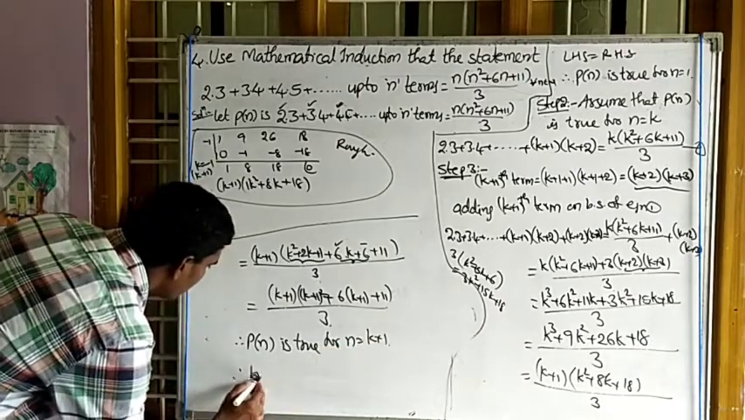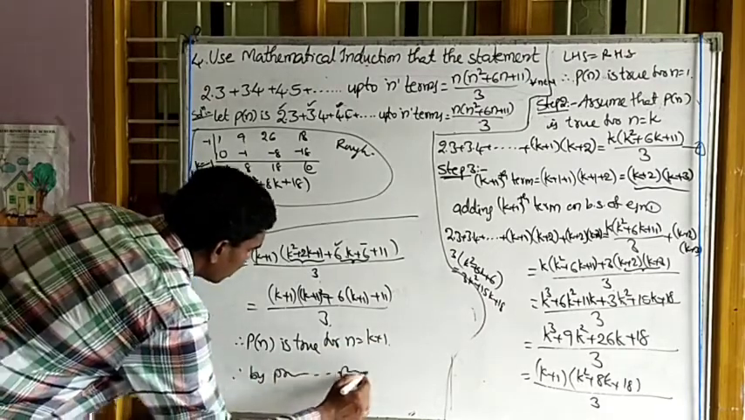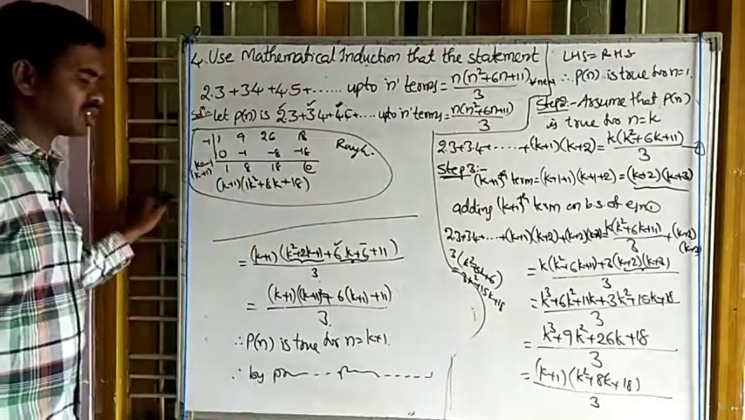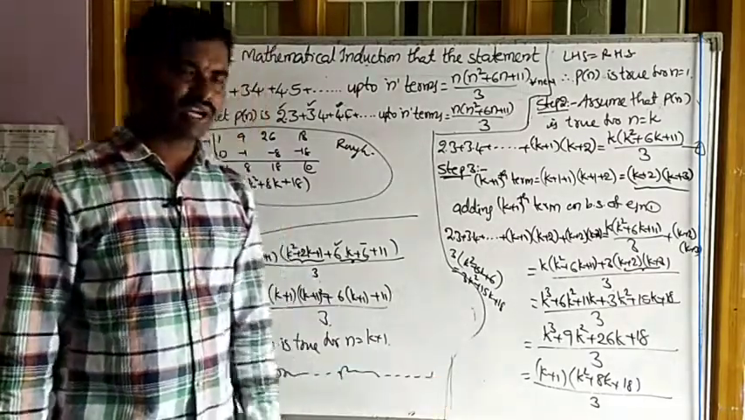Therefore, by the principle of mathematical induction, P of n is true for all n belonging to N. You must write this statement finally. Okay, this is the answer.